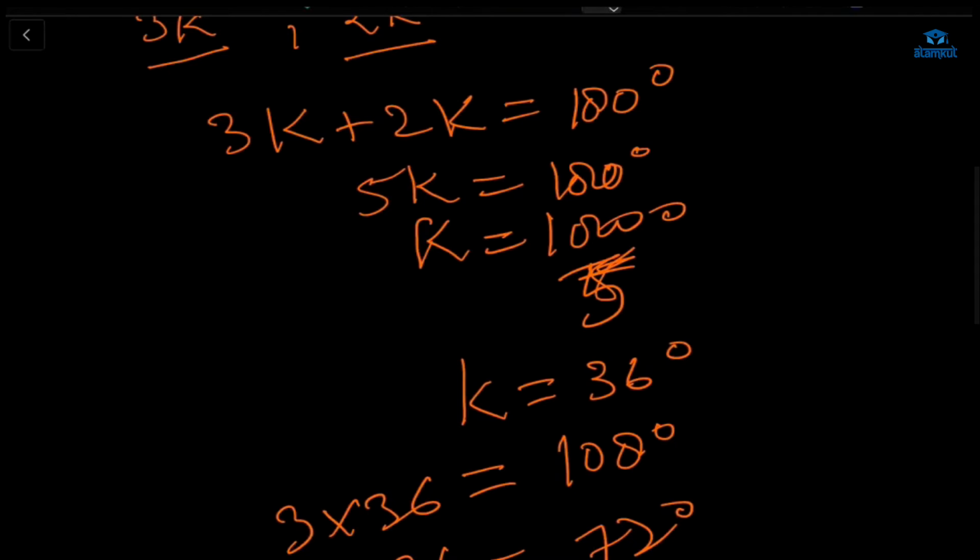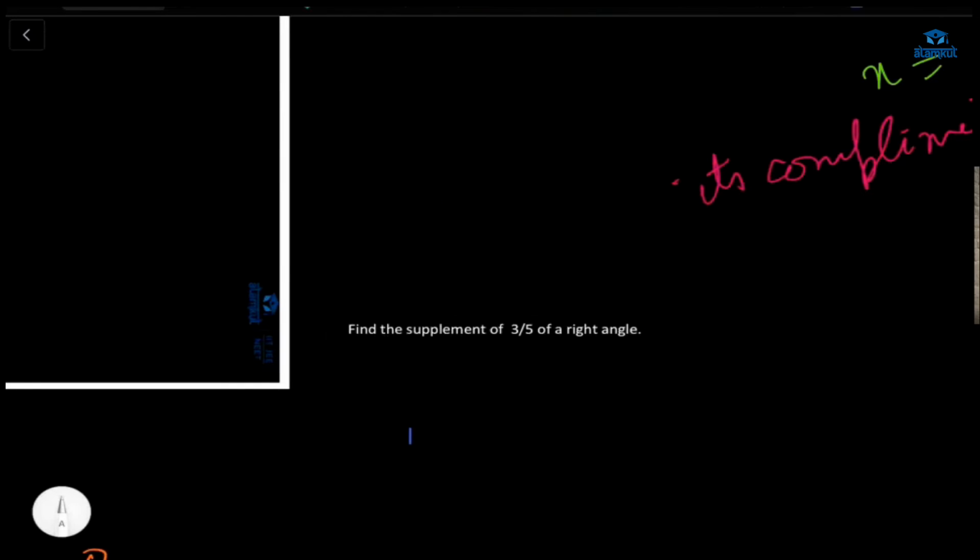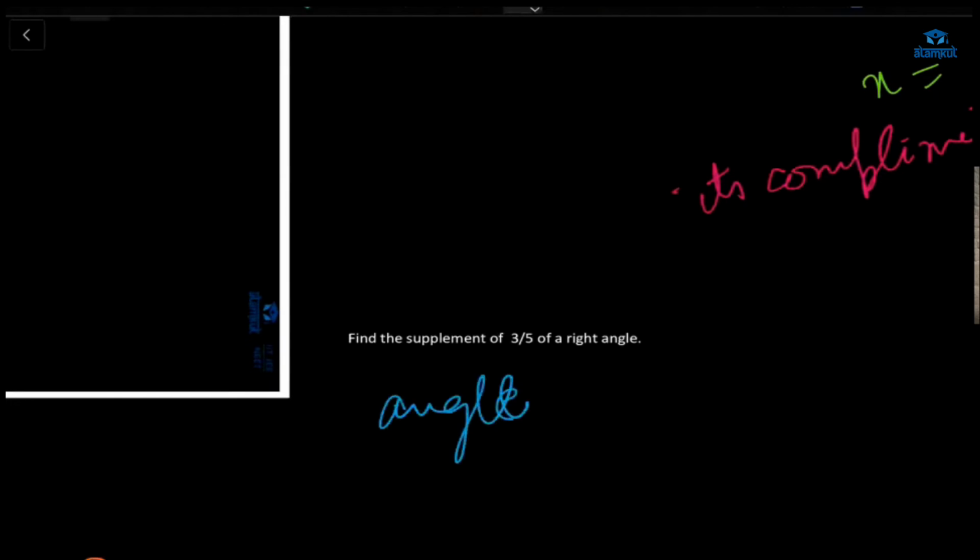No, ma'am. Okay, similarly, let's see another question. Find the supplement of 3/5 of a right angle. Now you have to find the supplementary angle. Only one angle is given, and you have to find the supplement of this angle. The given angle is equal to 3/5 of a right angle.